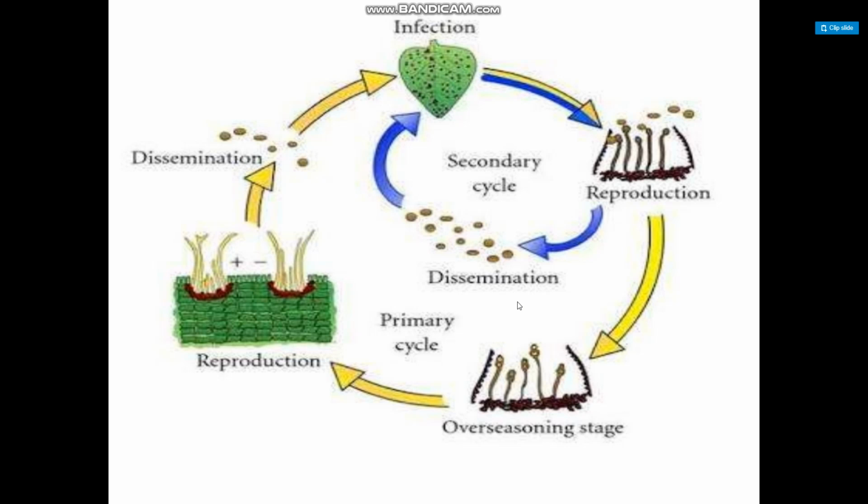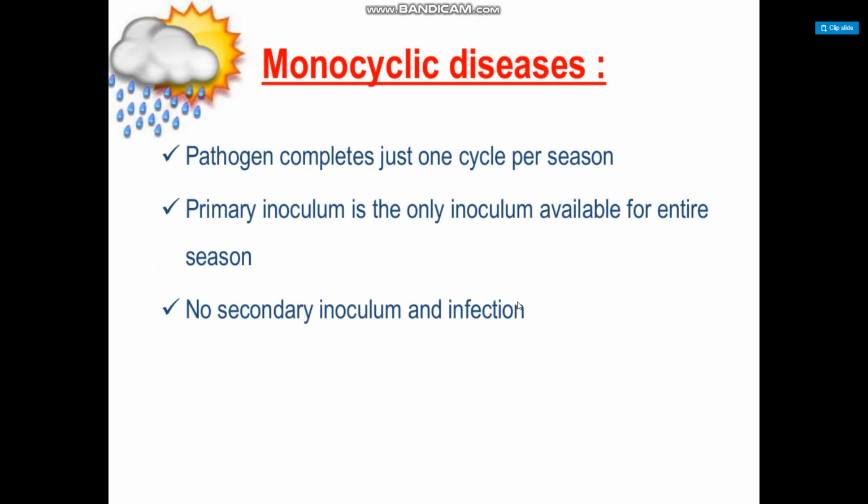First of all, monocyclic disease. The pathogen completes just one cycle in one season. Primary inoculum is the only inoculum available for the entire season. There is no secondary inoculum and infection.